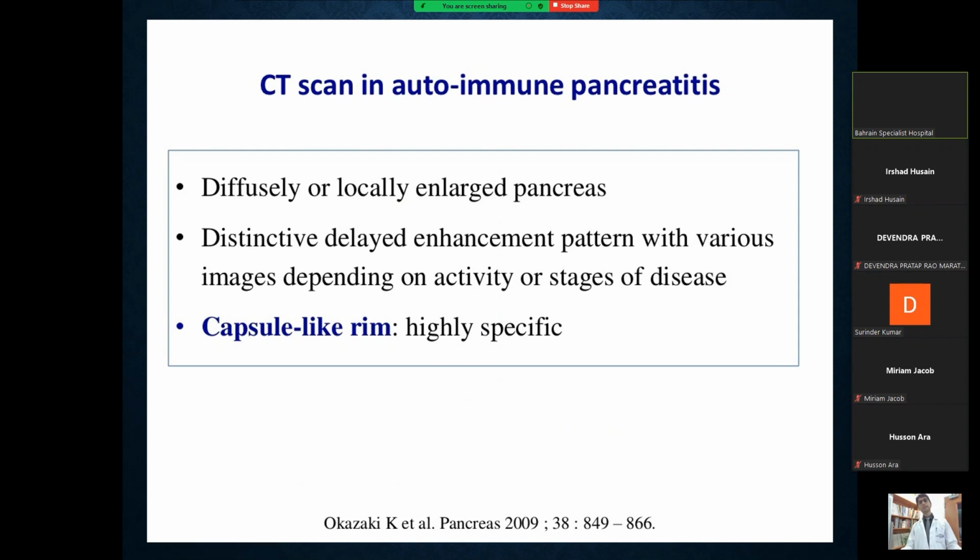So the next modality is the CT scan in autoimmune pancreatitis. As we said, a diffusely or locally enlarged pancreas can be seen with a mass. And there is a typical pattern, especially in the delayed images of the post-contrast CT, called a capsule-like rim, which is highly specific for autoimmune pancreatitis.